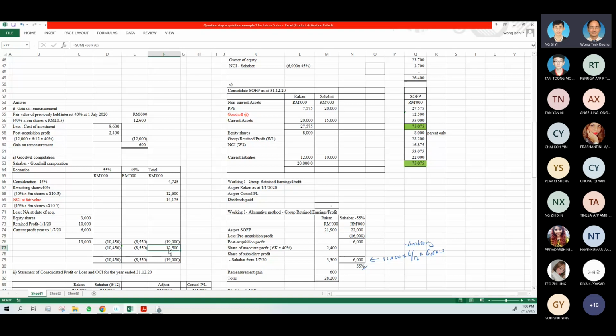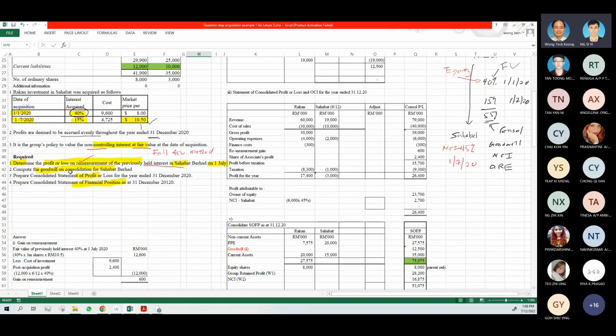So your goodwill is 12,500. So delete this, it confuses people. So if you follow, you get to 12,500. So now we go to part 2, compute goodwill, you have done.